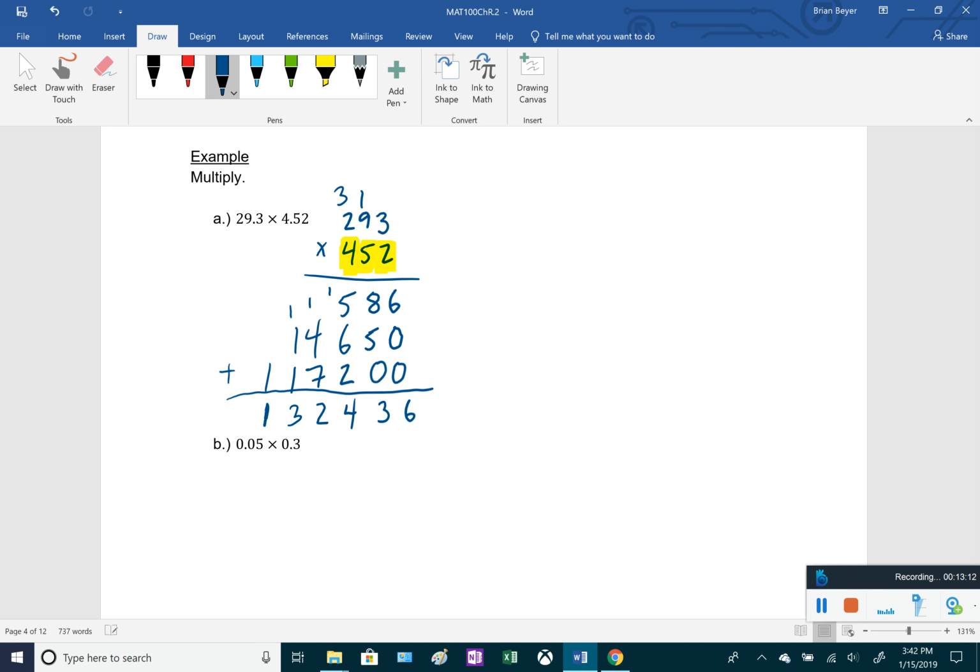Okay, so now we have to take into account the decimals. We had a total of 3 decimal places. We had 1 here and 2 there. So that means a total of 3 decimal places. So we have to move the decimal over 1, 2, 3 to the left. And our final answer is going to be 132.436.